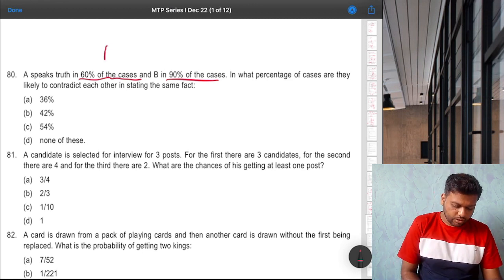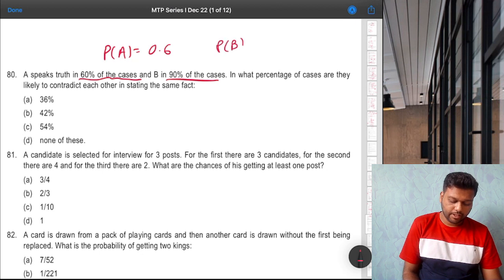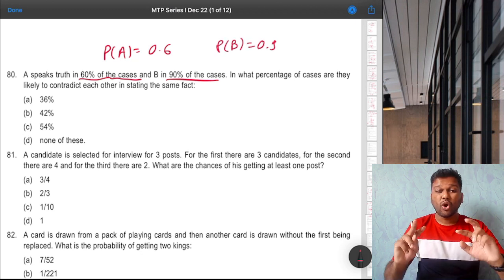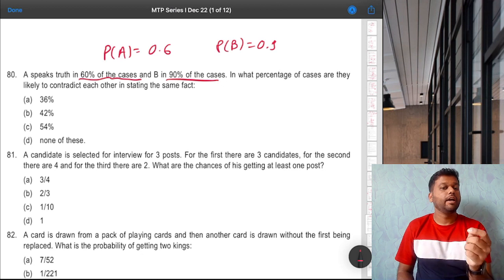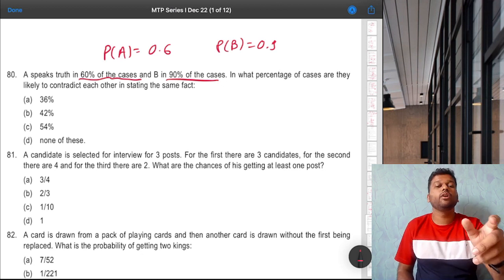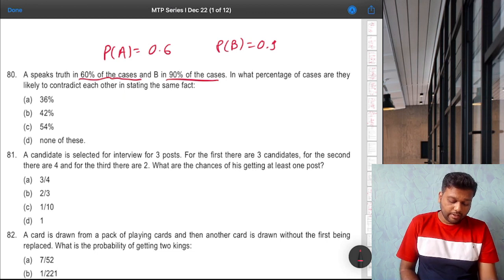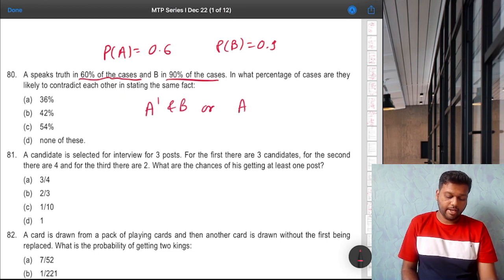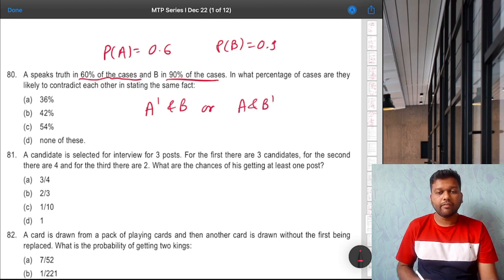Okay. So probability of A is given as 0.6. Probability of B is given as what? 0.9. Contradict each other means what? Either A will speak truth but B will lie, or B will speak correct and A will lie, right? So can I say either A dash and B, or A and B dash, right? We can convert or and and into plus and minus.